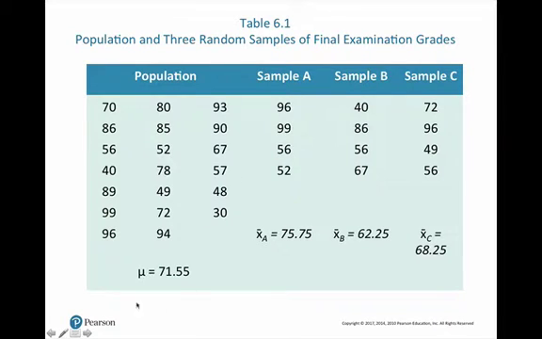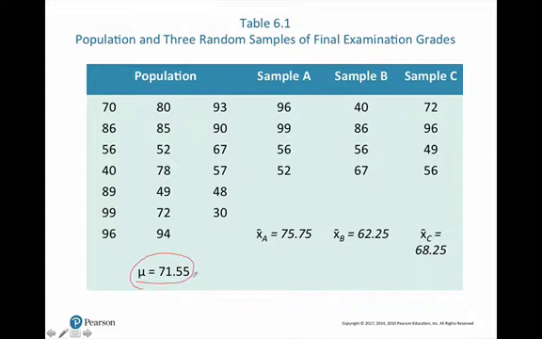Here I have my population of scores. This is a situation in which these are my scores in my population, and when I add up all of those scores and I divide by the total number of scores, I get a population parameter of 71.55.